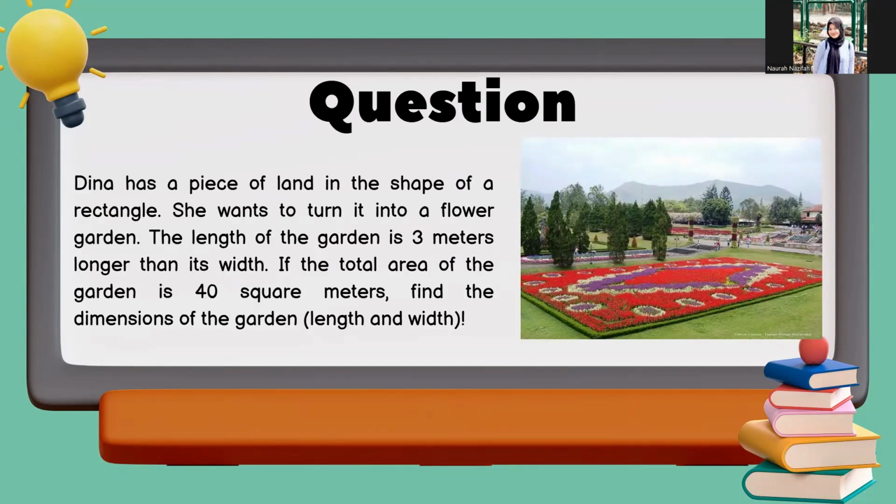Problem 1. Dina has a piece of land in the shape of a rectangle. She wants to turn it into a flower garden. The length of the garden is 3 meters longer than its width. If the total area of the garden is 40 square meters, find the dimensions of the garden, length and width.